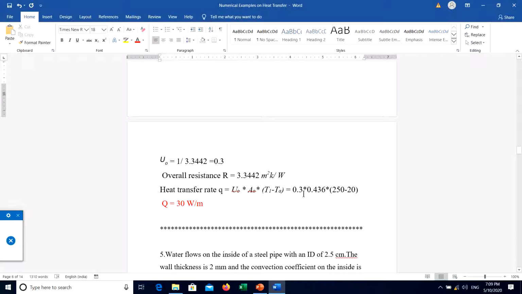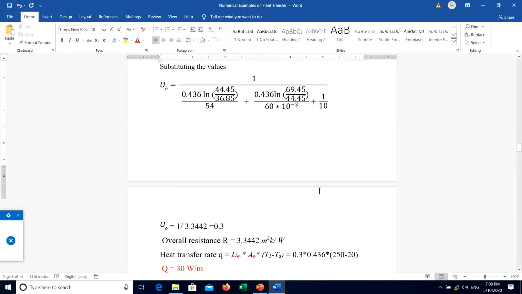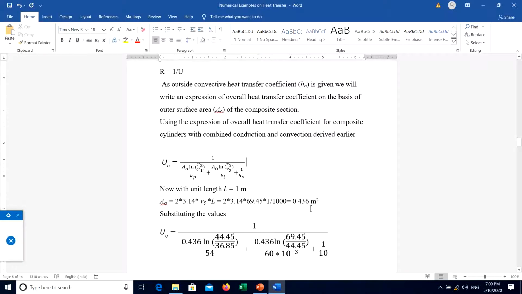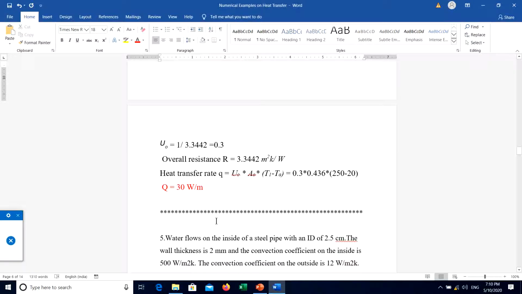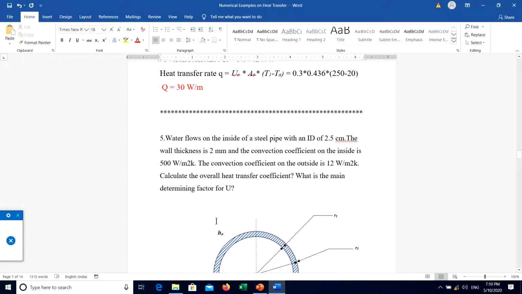So U0 is 0.3, which we have calculated. A0 we have calculated here, I think. Yeah, A0 is 0.436 calculated, and then 250 minus 20 is the delta T. So Q comes out to be 30 watt per meter. Now this is per meter. So this is the simple case of conduction convection.